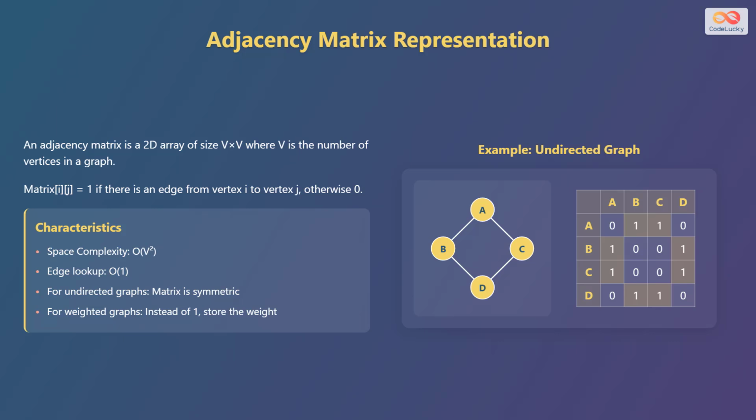Let's consider an example of an undirected graph with vertices A, B, C, and D. The adjacency matrix represents the connections between these vertices. A 1 indicates the presence of an edge, and a 0 indicates no edge. The highlighted values show the connections, for example, between A and C, and between B and D.